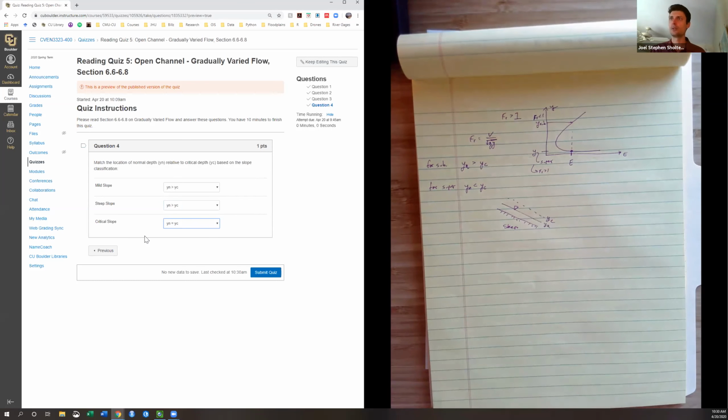And finally, for critical slope, you can actually design a channel to create critical flow in it for a given discharge. So the normal depth would be equal to the critical depth.